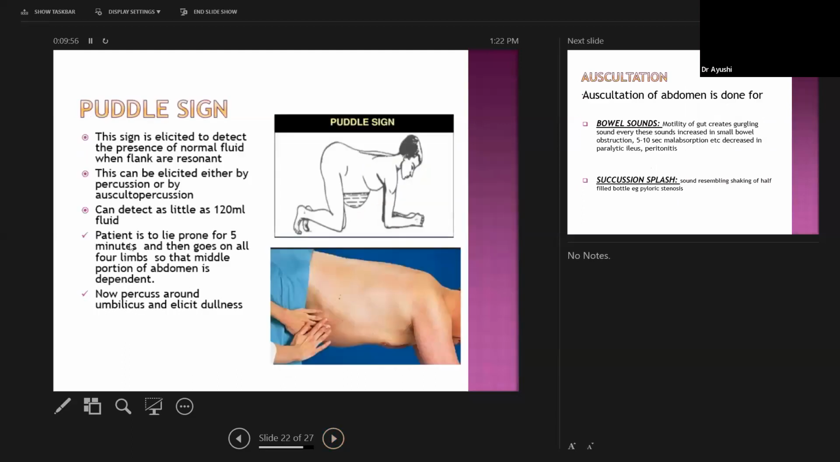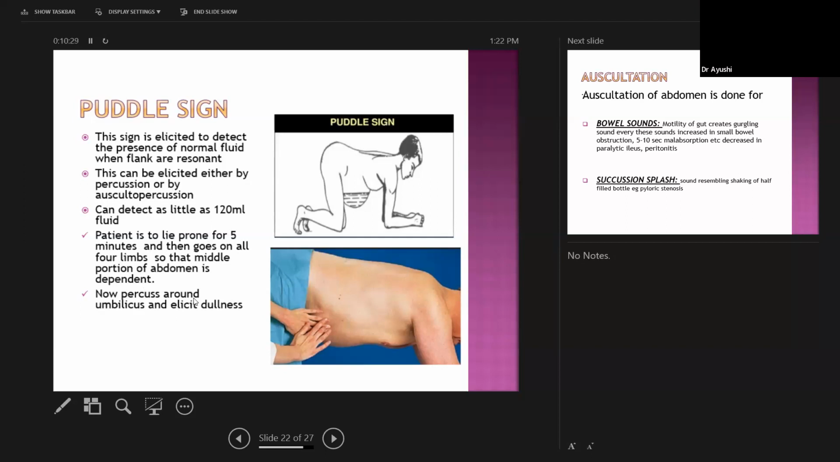Then puddle sign. Puddle sign can detect as little as 120 ml of fluid. This sign is elicited to detect the presence of fluid when flanks are resonant. This can be elicited either by percussion or by auscultopercussion. The patient is to lie in the prone position for 5 minutes and then goes on all four limbs so that the middle portion of the abdomen is dependent, as seen in the above picture.